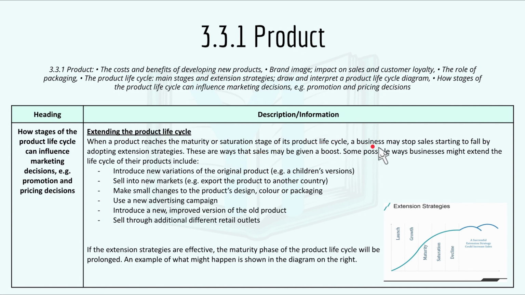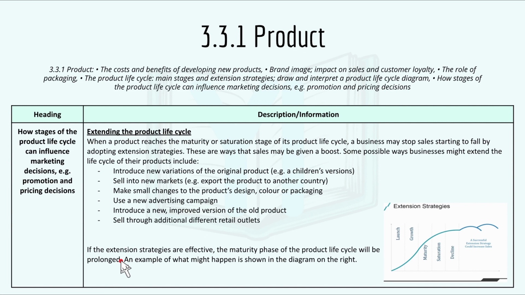Some possible ways a business might extend the product life cycle include: number 1, introduce new variations of the original product, like a children's version; sell into newer markets, like another country; make small changes to the product's design, like color or packaging; use a new advertising campaign; introduce a new, improved version of the old product; and sell through additional different retail outlets.